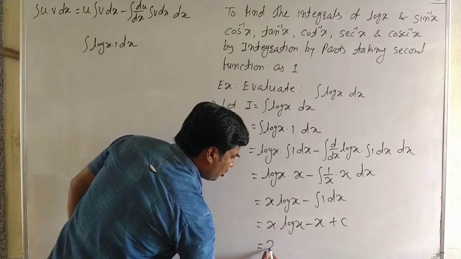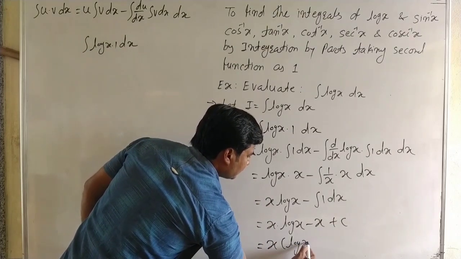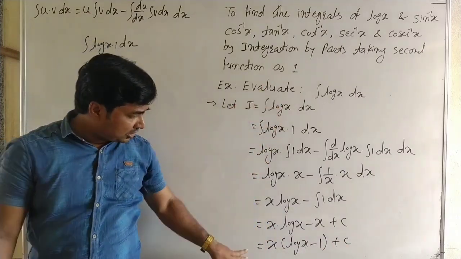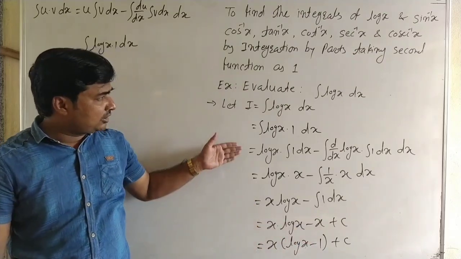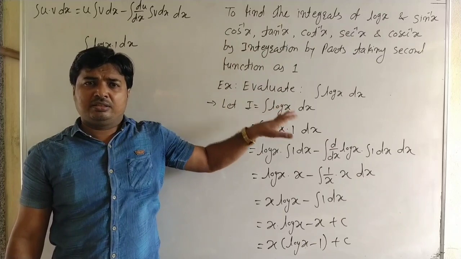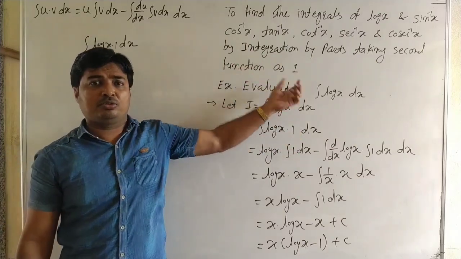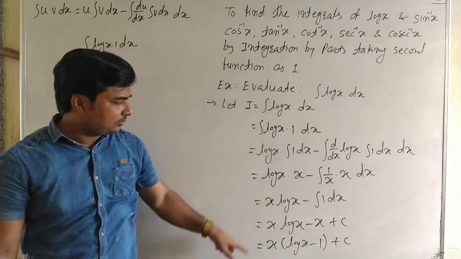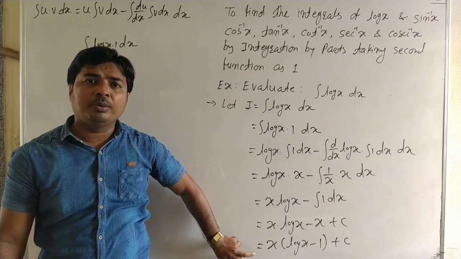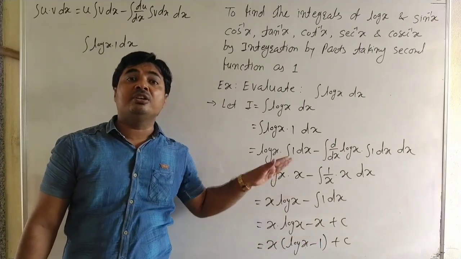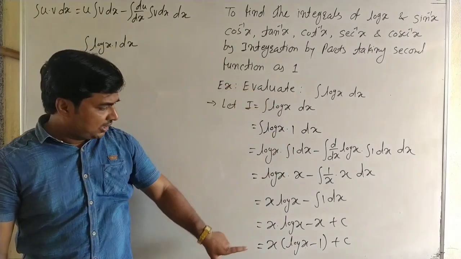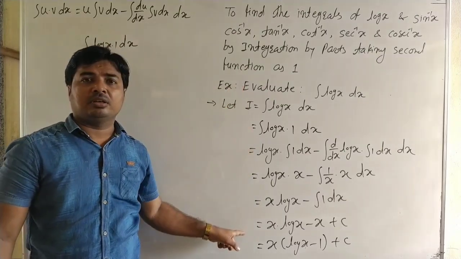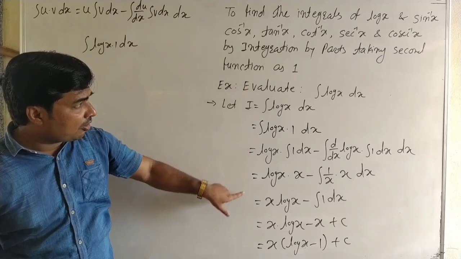We can also take x common: x into log x minus 1, plus c. This is the integral of log x, and it is not a standard formula. In the board exam, or in any example, if the integral of log x is asked, we can find it by using integration by parts. For objective questions you only need to remember x into log x minus 1 as the integral of log x, but for the board exam you should write it step by step.